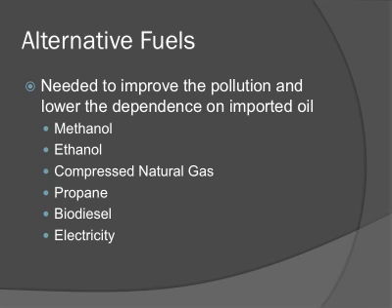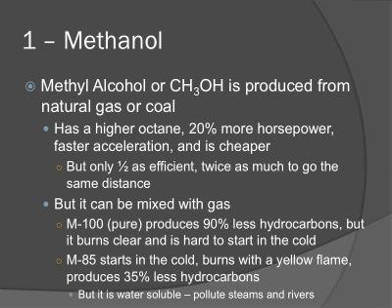So first of all, let's talk about methanol. Methanol can also be called methyl alcohol because it has an alcohol group. If you look at the chemical formula, does everybody see the OH at the end? That's the alcohol group. That's why it's called methanol. Anytime you see OH, we have an oxygen and hydrogen towards the end. Methyl alcohol is actually produced from natural gas or coal. It has a much higher octane value. It has more horsepower, faster acceleration, and it's cheaper. That sounds pretty good, right?